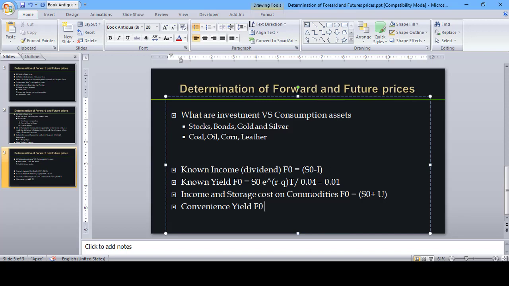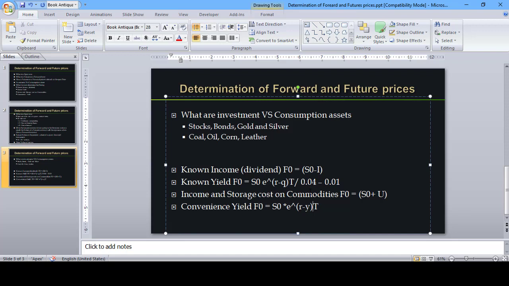So F0 is equal to S0 times e raised to (r minus y) T, y being the convenience yield. This is what it would typically look like, because convenience yield is something which gives you income, and as a result it is deducted from the interest rate. So this is what the convenience yield would look like.